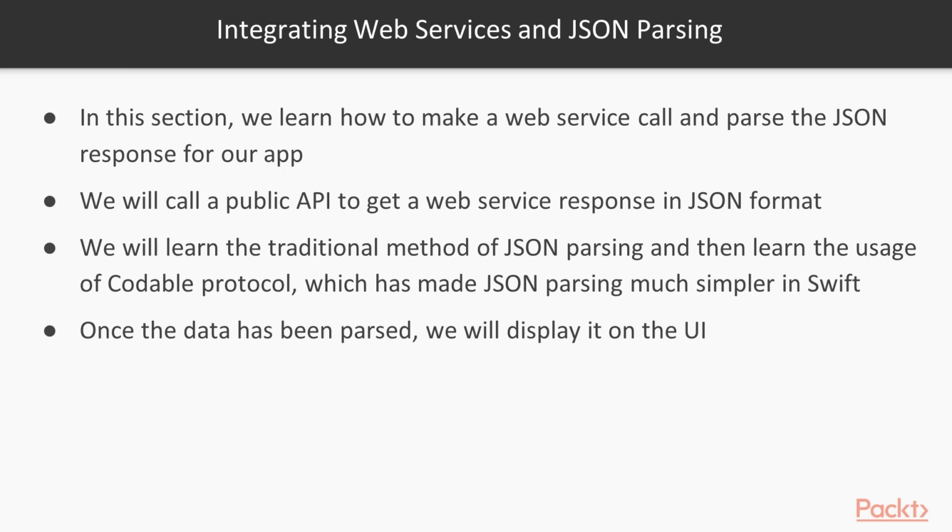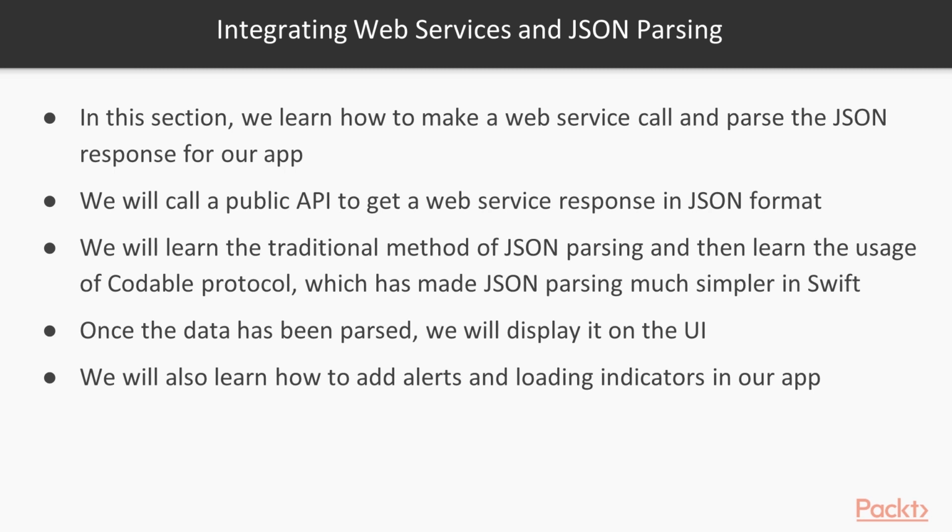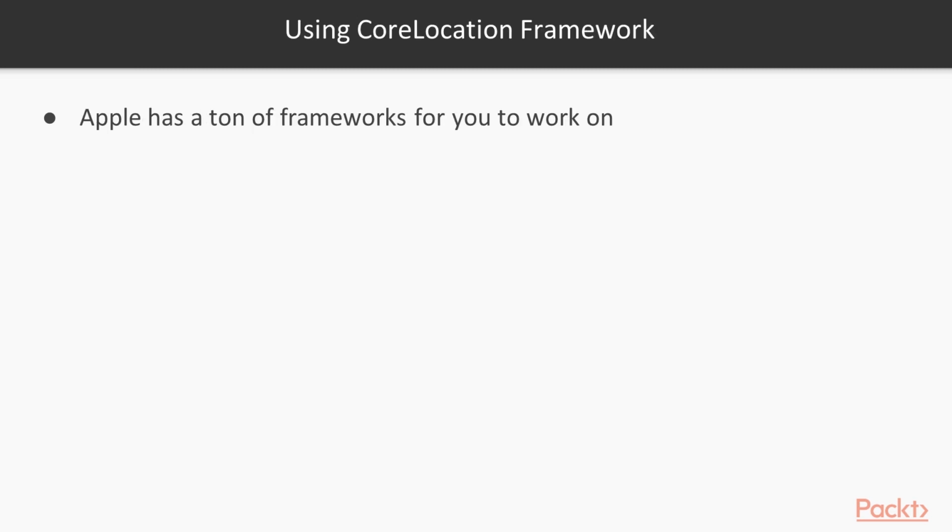Now, once the data has been parsed for you, we will help you put it on your UI using the table view. We will also learn how to add some UI alerts to let the user know something has happened, and then we will also share the loading indicators because it helps users understand that you are making a web service call or something is happening that may not want the user to tap and instead wait for it to finish. In the next section, we will learn how to use the CoreLocation framework.